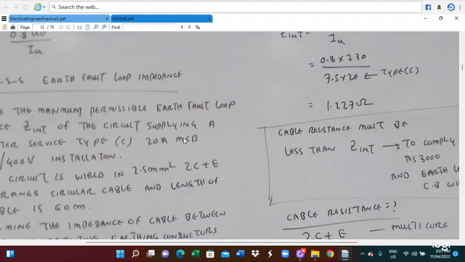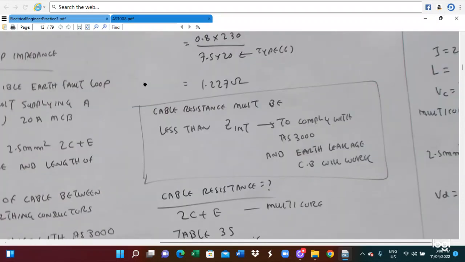20 ampere is the MCB current. This one multiplies by 7.5 because of the type C. So the I equals the type C circuit breaker current multiplied by 7.5. This is the rule. So by substituting into the formula, we get 1.227.